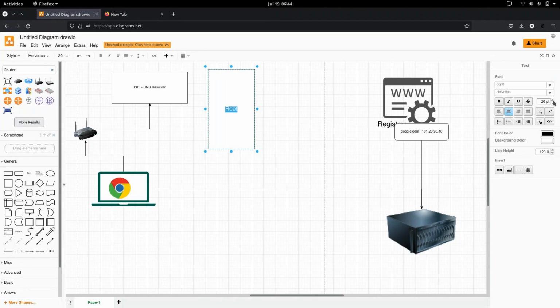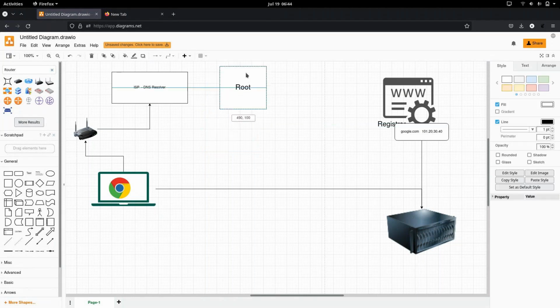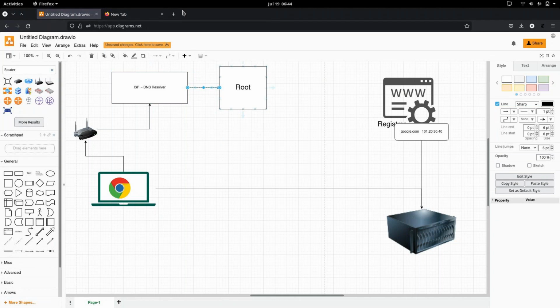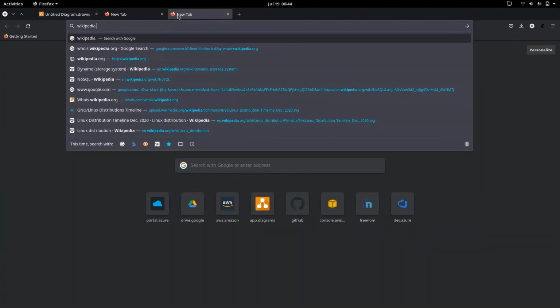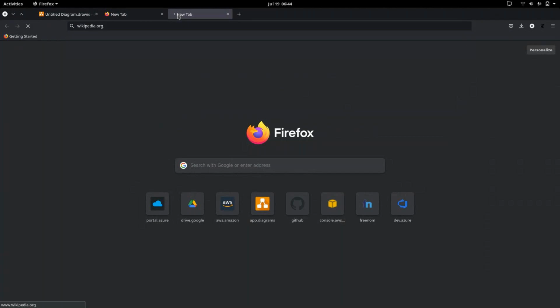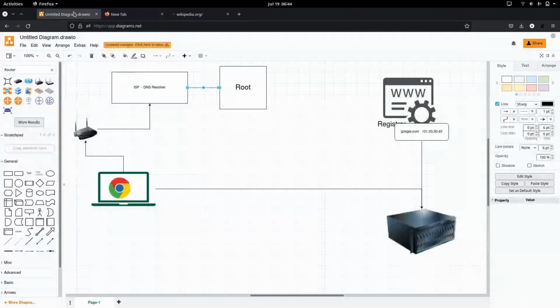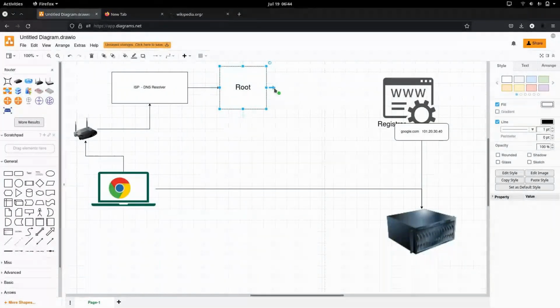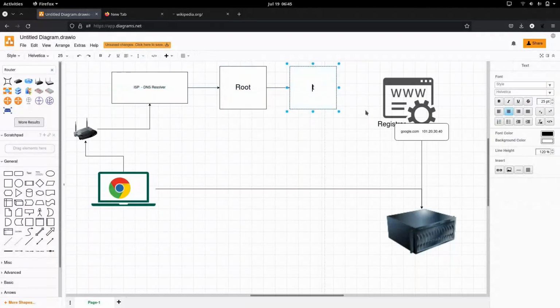So first thing, it goes to your root server. Your root server has information about all the top level domains. When you type a website name, for example wikipedia.org, there is a dot at the end. We don't have to put it, but it is implicitly understood that there is a dot. That dot itself is known as your root server. The root server will then forward your request to what is known as a top level domain, TLD, top level domain.